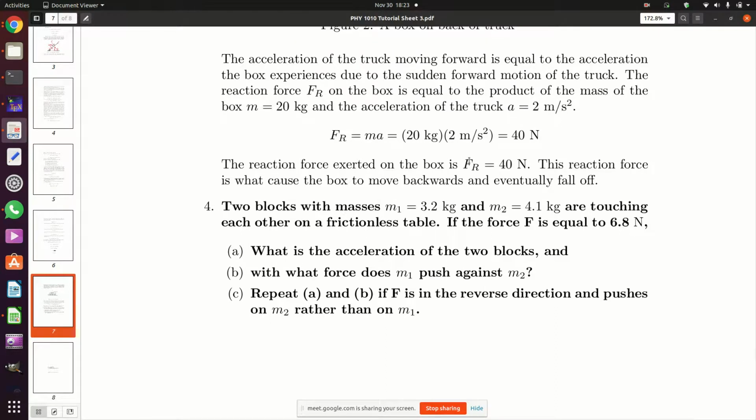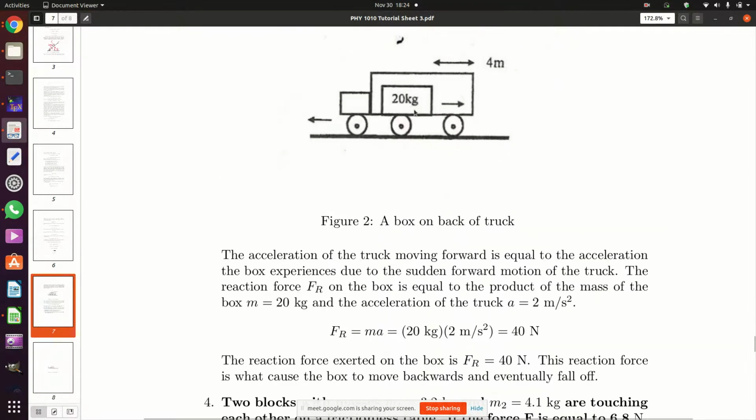The acceleration of the box, is it going to be negative 2 meters per second squared? Yeah, we are choosing the direction. We are only interested in what's happening to the box. So if you want to choose the back direction to be positive or negative, that's up to you. Yes.